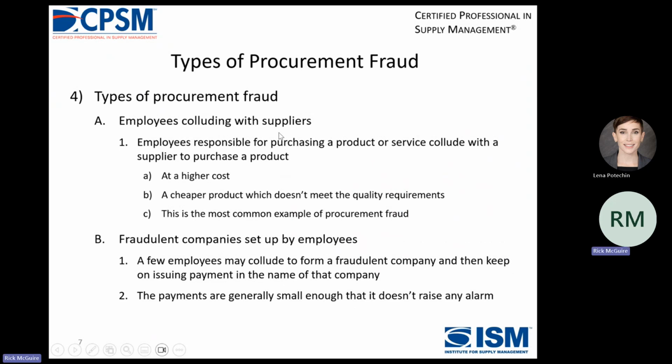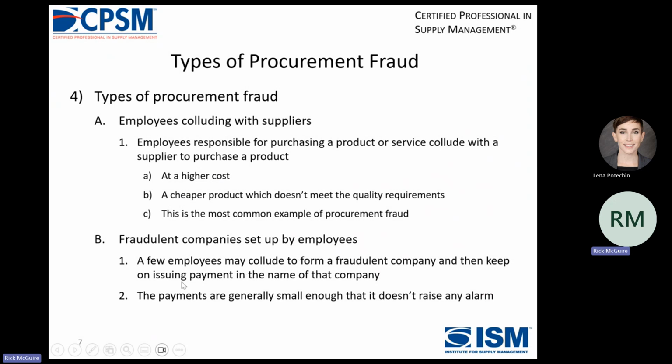And then we got to go into types. Employees responsible for purchasing a product or service collude with the supplier to purchase a product at a higher cost, or a cheaper product that doesn't meet the standards. This is the most common example of procurement fraud: they're working with the supplier in collusion.